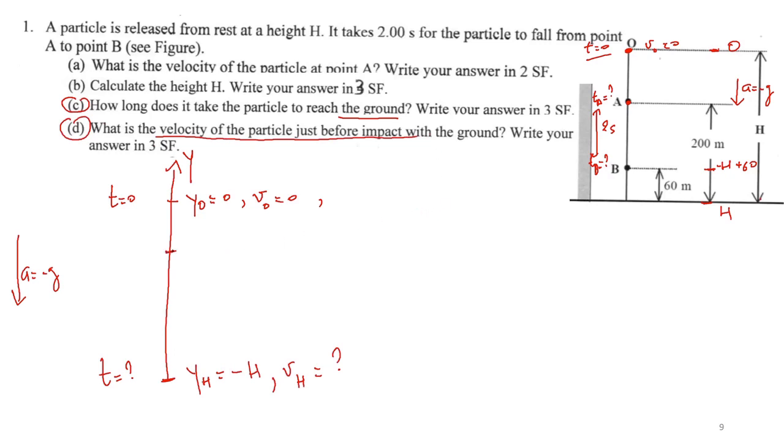Now, here in between, I'm at point A. Let me say TA. What is TA? I don't know, but I can know it, and I will know it. What is YA? YA, as you see, I go down at -h from the origin, and I go back up +200. So basically YA is -h plus 200. What is VA? I don't know. By the way, that's the first question.